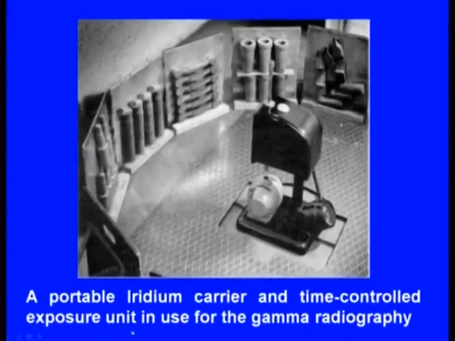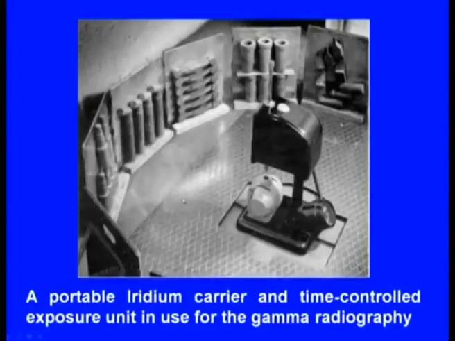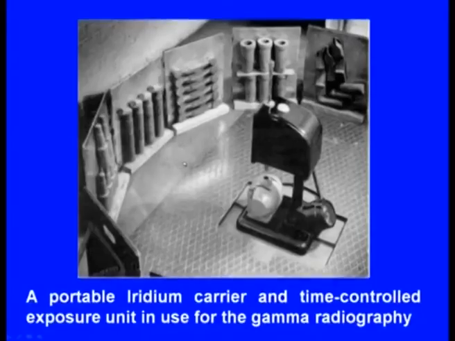Here we can see a portable iridium carrier and time controlled exposure unit in use for gamma radiography, and here the gamma rays are exposed onto these components, and behind the components there is X-ray film. So, what is the advantage of this gamma ray inspection? At a time several components can be examined with one source of gamma ray.